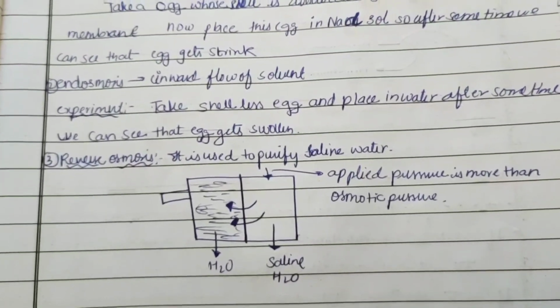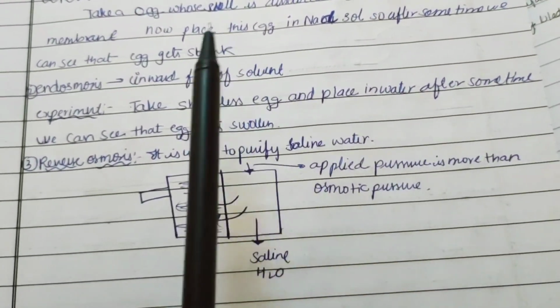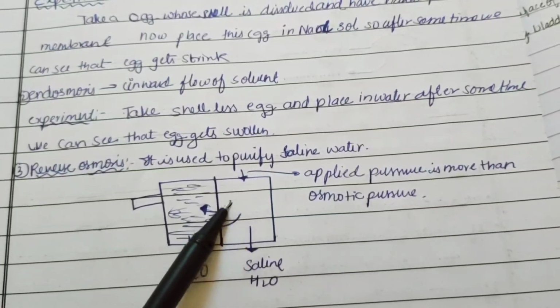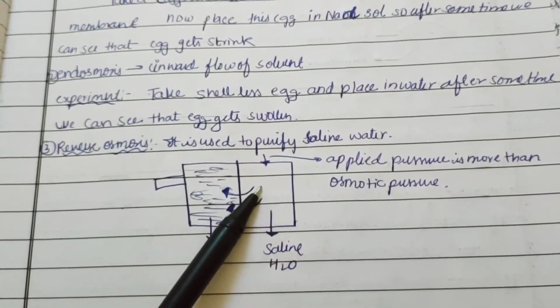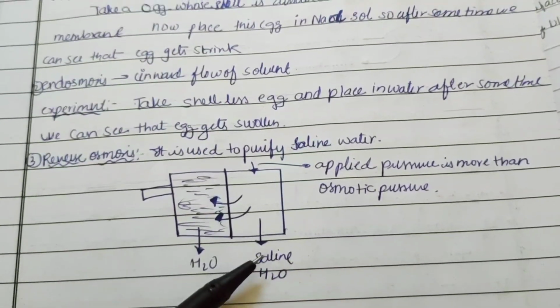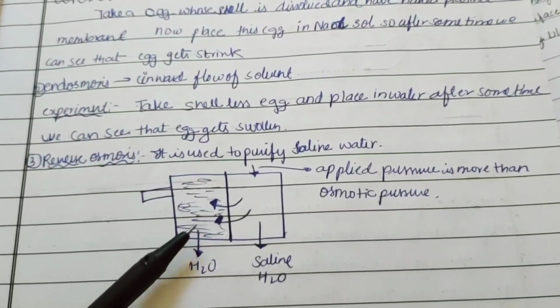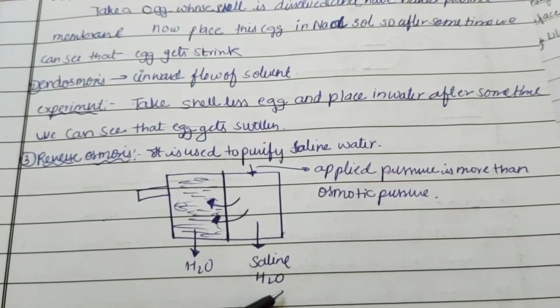Now let us know about reverse osmosis. It is used to purify saline water. Here the pressure applied is greater than the osmotic pressure. So the water from the saline water moves forcibly to the pure water side, purifying the salinity.